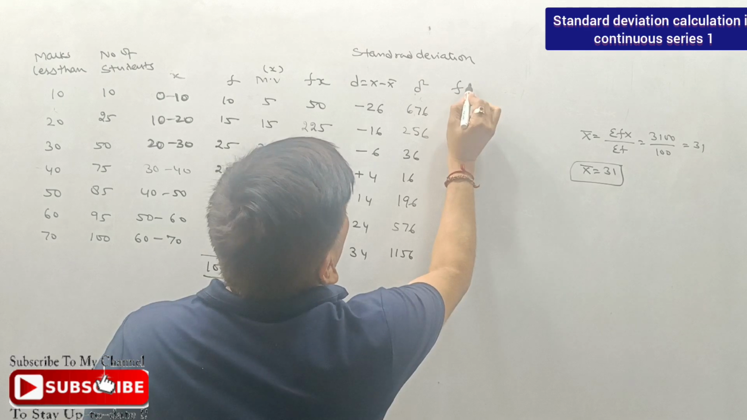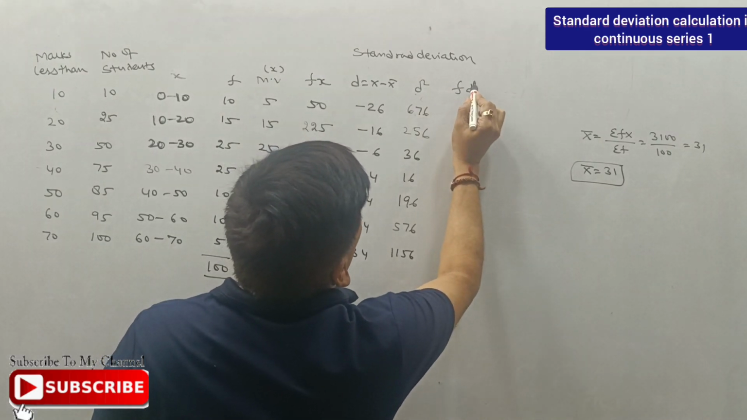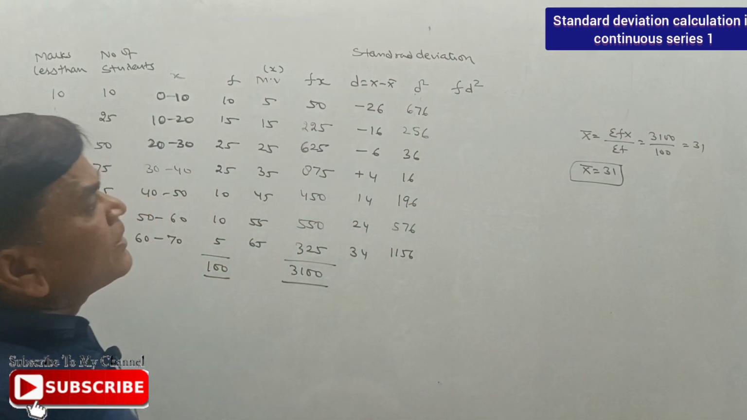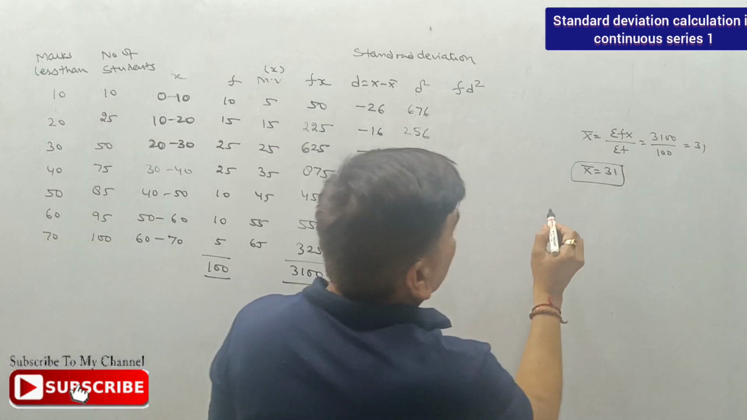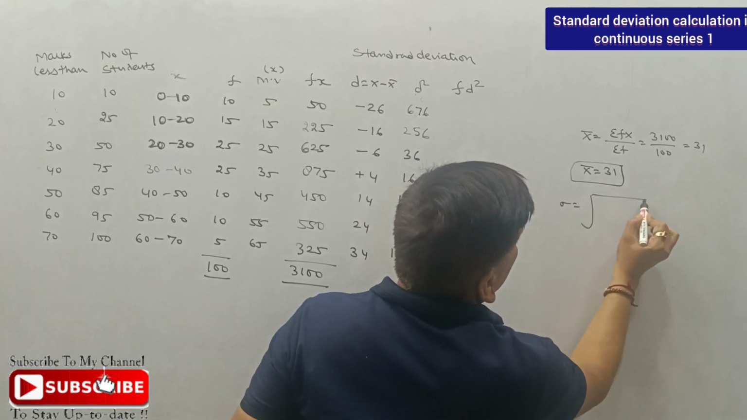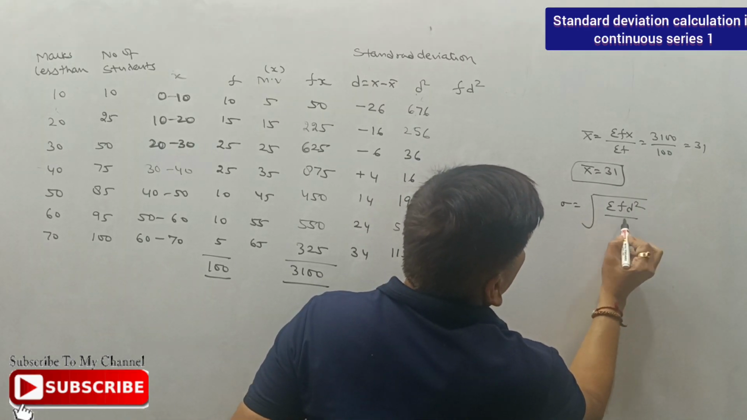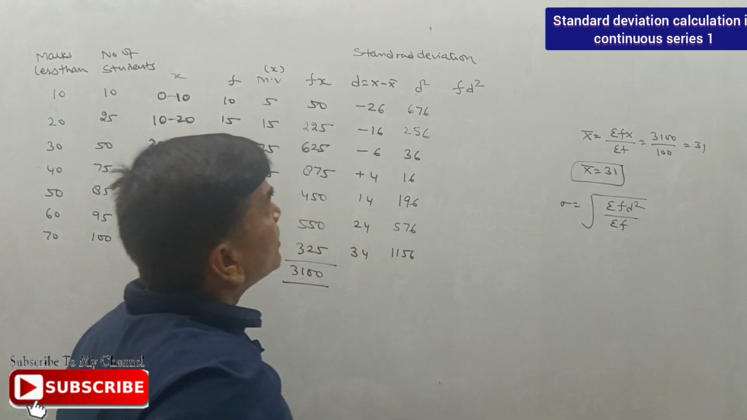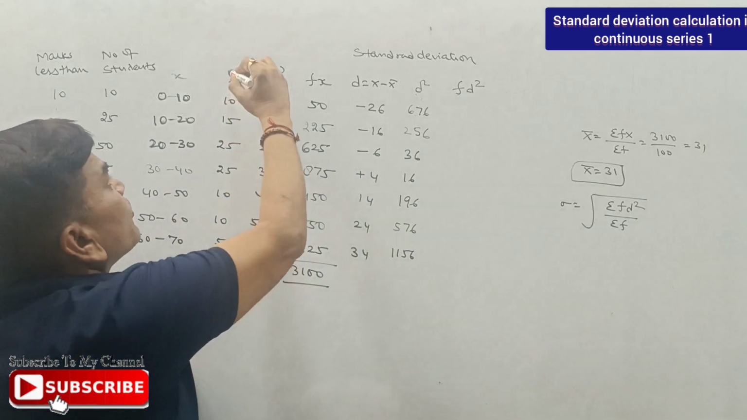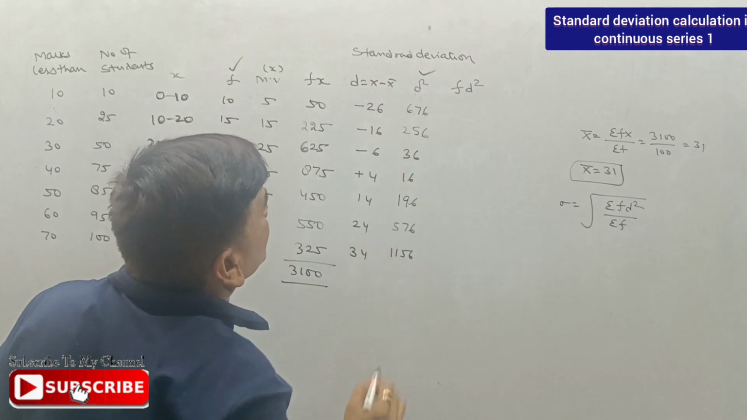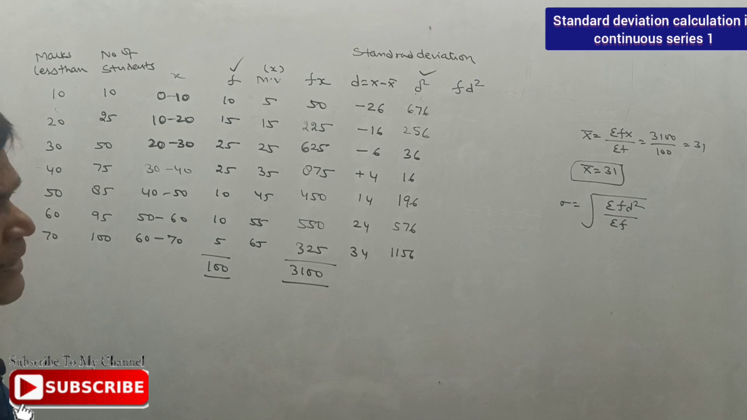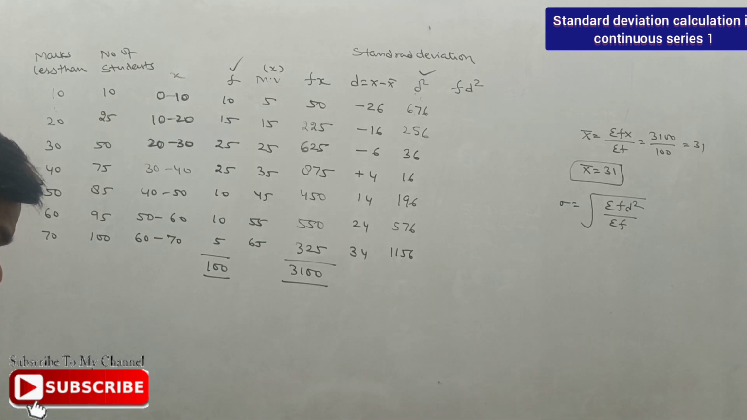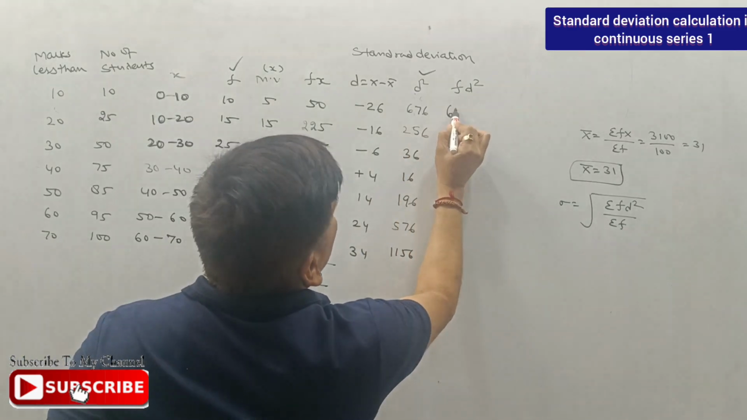Now we want fd square. For calculating standard deviation, the formula is square root of sigma fd square divided by sigma f. So we want fd square. The value of f is here and the value of d square is here. So we will calculate 676 multiply 10, then 6760.